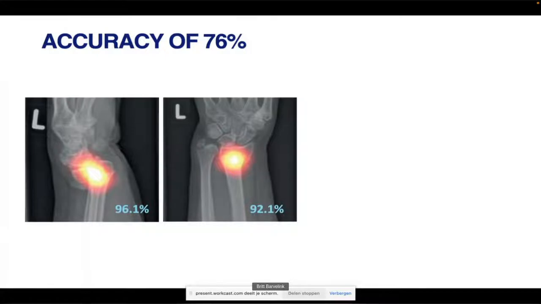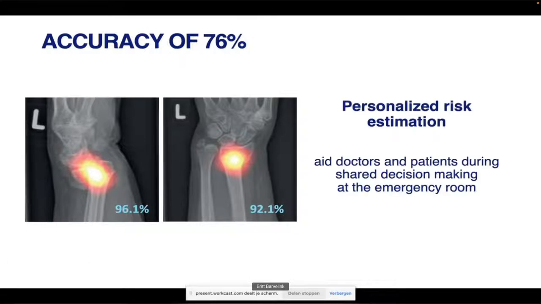So to end up, our model right now has an accuracy of 76%, which is a lot better than doctors have right now. And in this way, this model can help doctors with personalized wrist estimation already at the emergency room to decide together with the patient whether it would be smart to surgically fixate the fracture or start with conservative treatment.